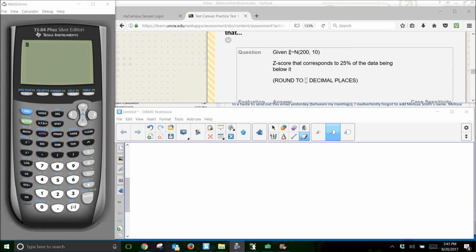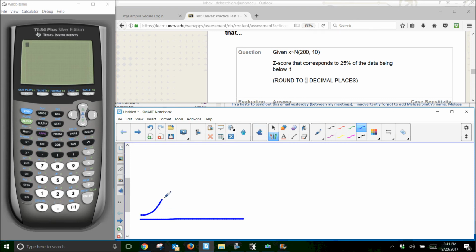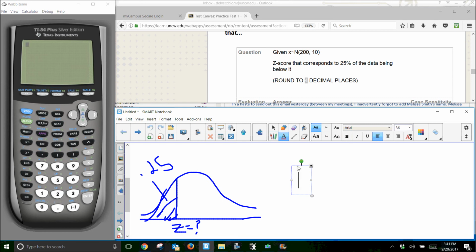Okay, so for number 22, it says given x is normally distributed with mean 200 and standard deviation 10, find the z-score that corresponds to 25% of the data being below it. So remember, 25% of the data corresponds to 0.25 of the area, and of course it's below, so it's to the left. So given the area, we'll use our calculator's inverse norm function to find the z-score. So we don't know what this is right here, but we do know that this area over here to the left of it is 0.25. So again, that's going to be z equals inverse norm of 0.25.